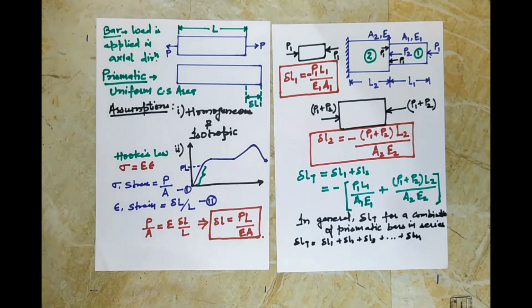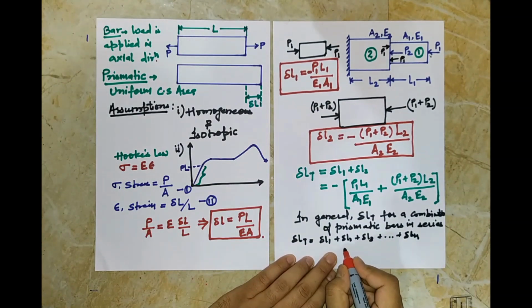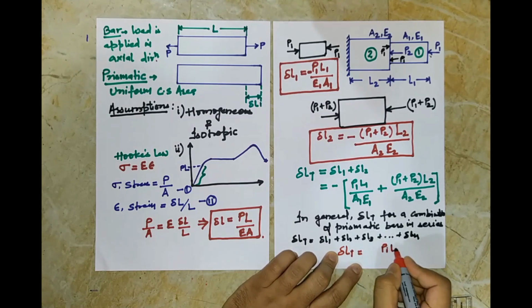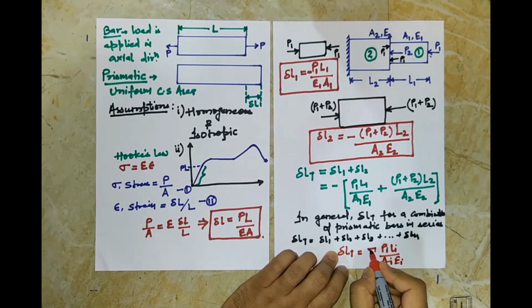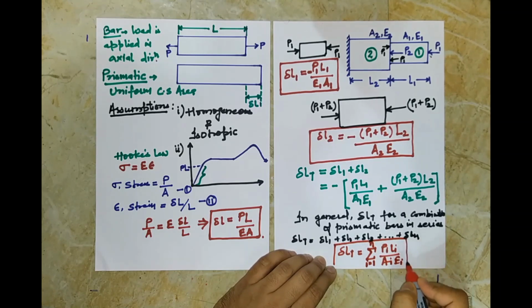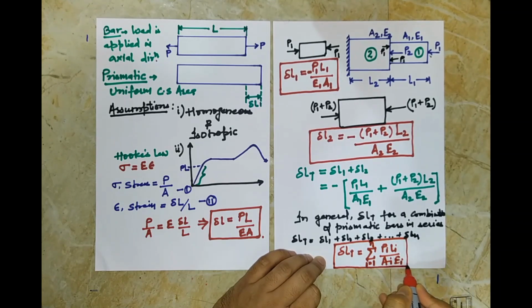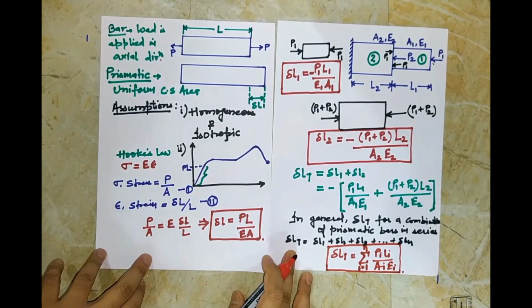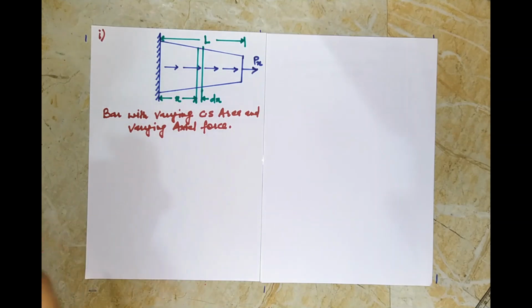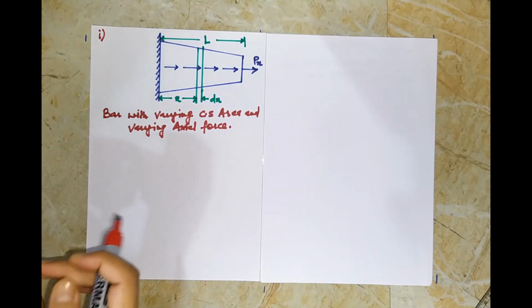If we use a little mathematics, we can write it like this: del Lt is equal to the summation of Pi Li by Ai Ei, from i equal to 1 to n. So this is how we can find out the change in length of prismatic bars combined in series with load applied on it in the axial direction. Now let us take two special cases which can be solved using the same concept.